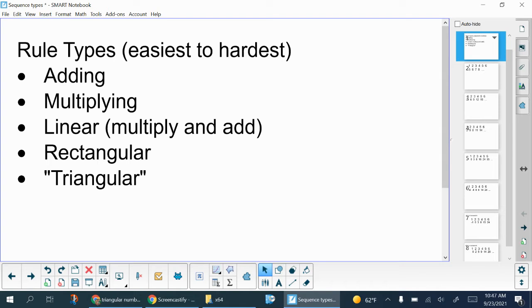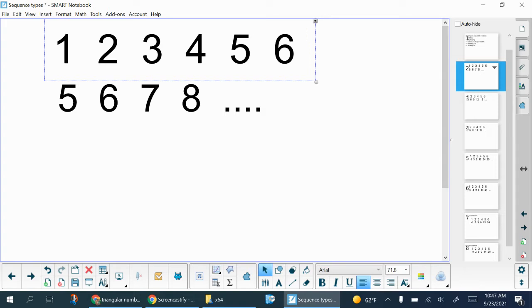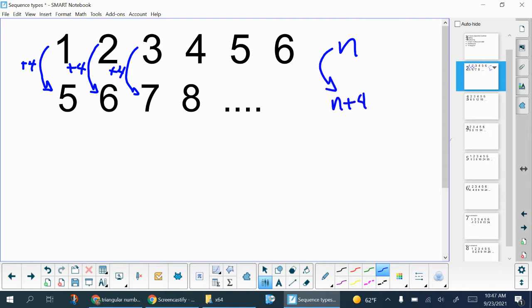So let's go ahead and just take a look at what each of these types look like. First one we've got here is an example of an adding rule. An adding rule is one where you can look at these terms and you know that you're just adding the exact same thing each time. So you're going plus 4, plus 4, plus 4, plus 4, all the way up. And so when we get to the nth rule, it's going to be pretty easy just to say, okay, that's n plus 4. For any number, we just have 4 more than the term number.